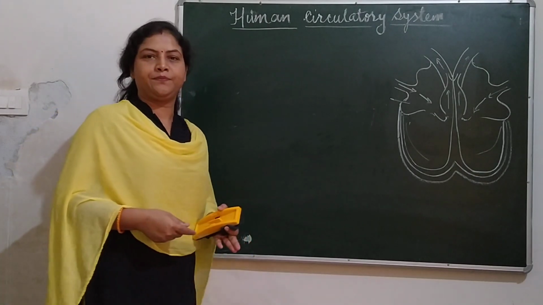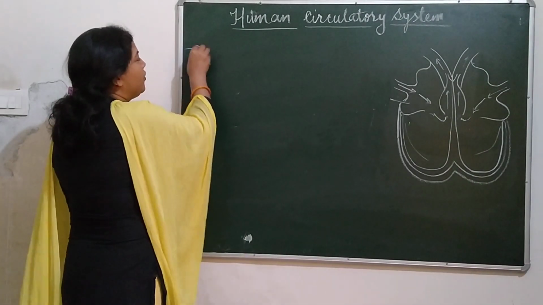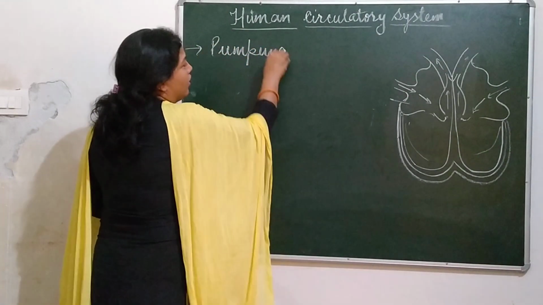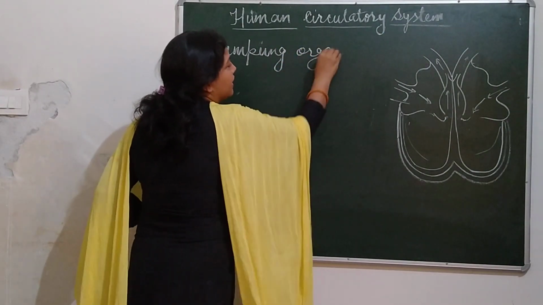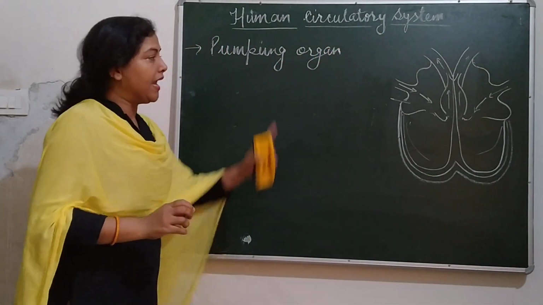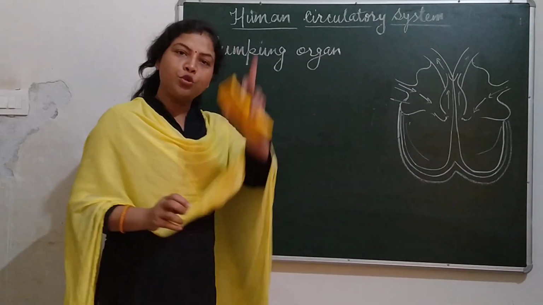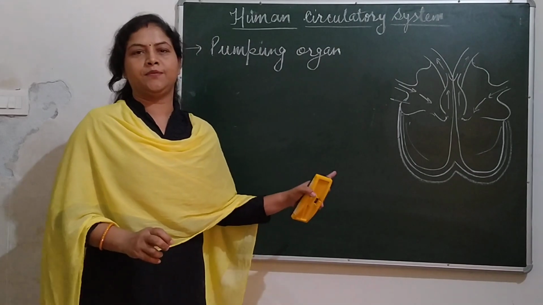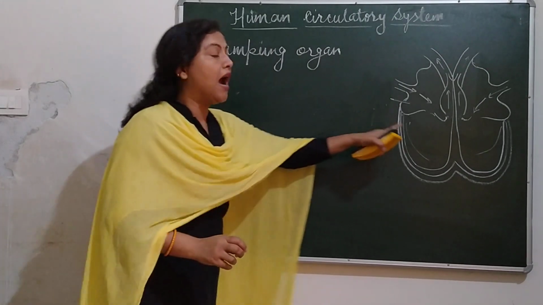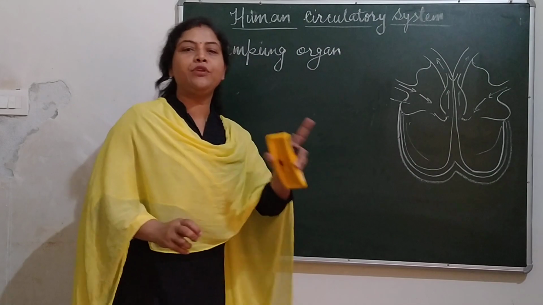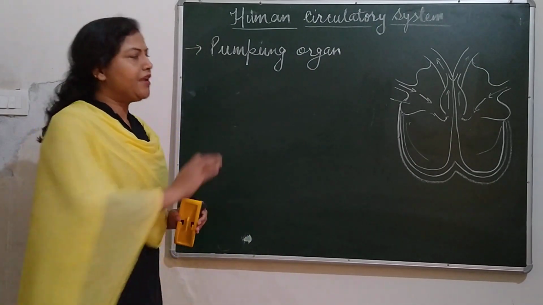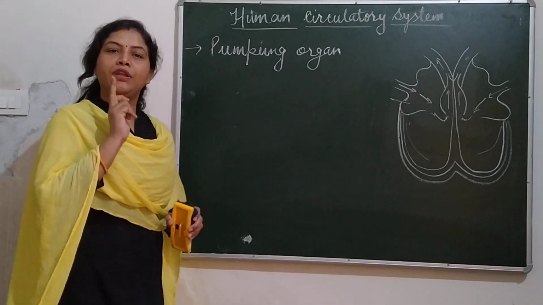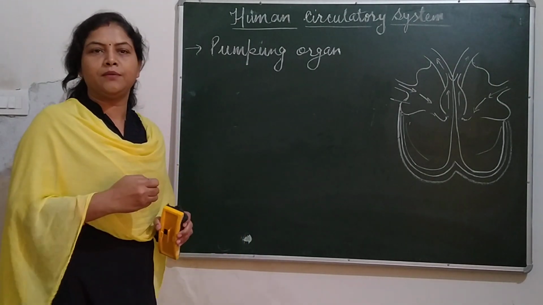What is this heart? Heart is well known as a pumping organ. This pumping organ means what? It pumps the blood throughout the body continuously, 24 hours. And this heart functions without getting tired. Till a person is alive, it keeps functioning 24 hours, even when we are sleeping.